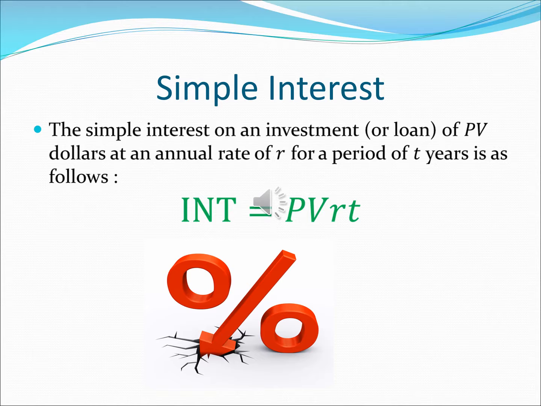Simple interest is the interest on an investment or loan, and this is given mathematically as PV times R times T. In other words, in order to calculate simple interest, I multiply my present value, or my principal, with the rate, the interest rate, and then times time. Time is usually in years.